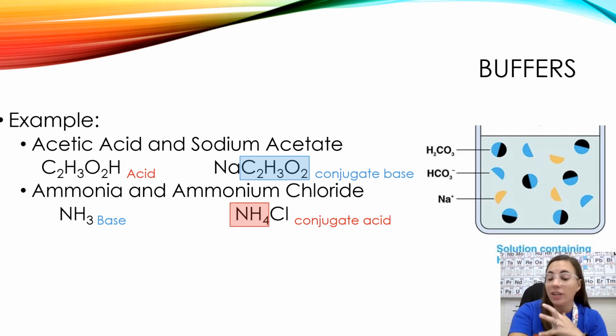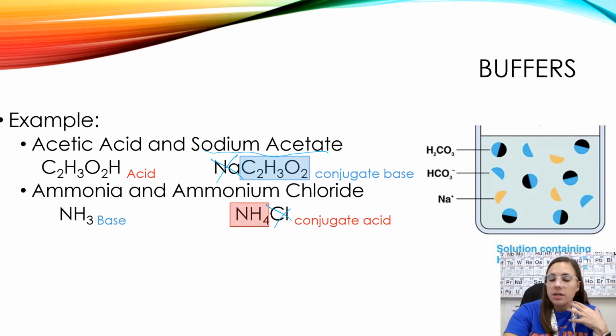Again, we can't just add acetate, so that's why we have sodium acetate, but the sodium's neutral, so it's just a spectator. It's not going to do anything. And then ammonia and ammonium chloride, because there's ammonia, which is a weak base, and then its conjugate, ammonium, and the chlorine is neutral. So if you look at this example in this picture over here, this is a buffer.